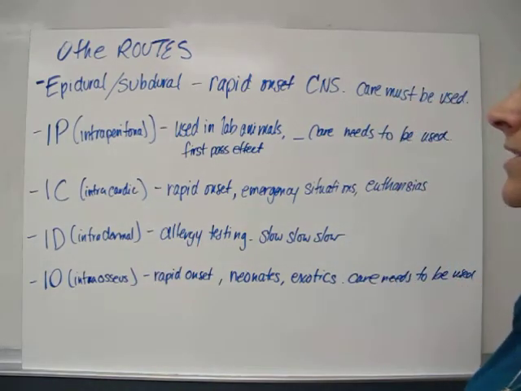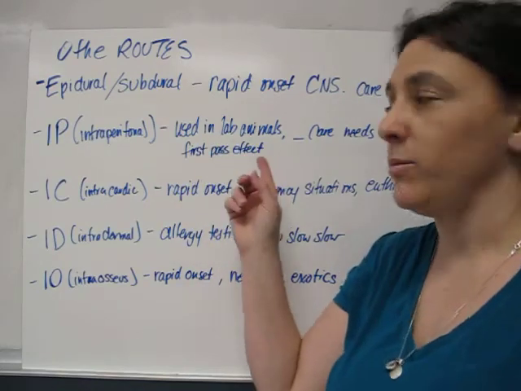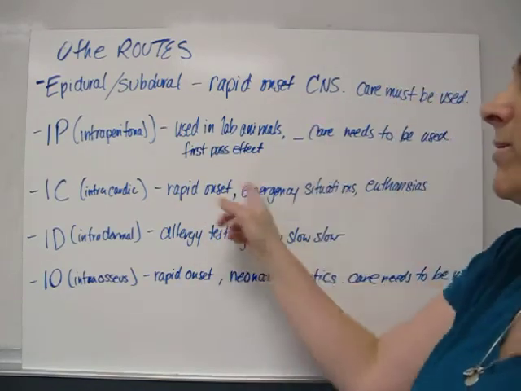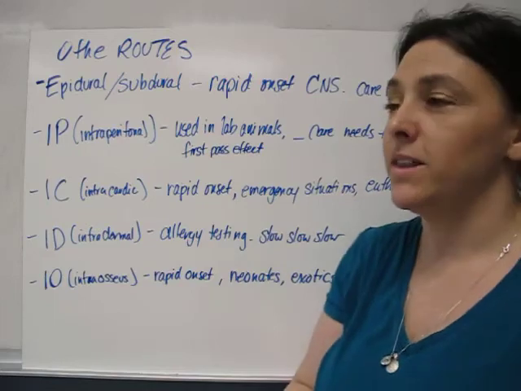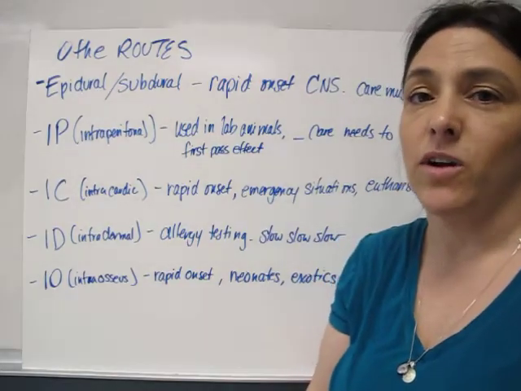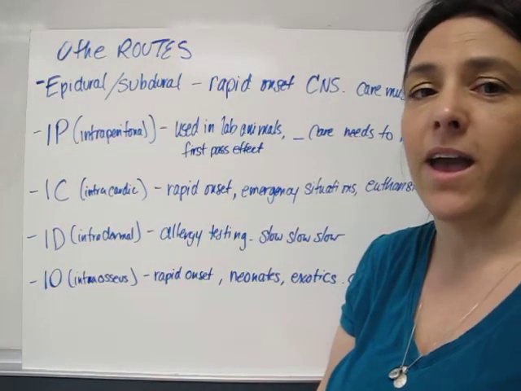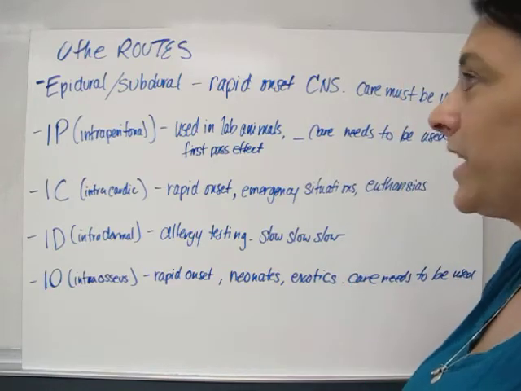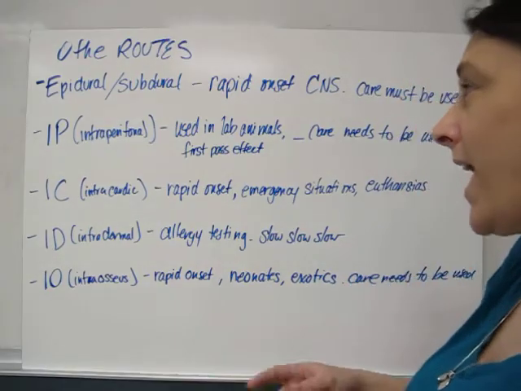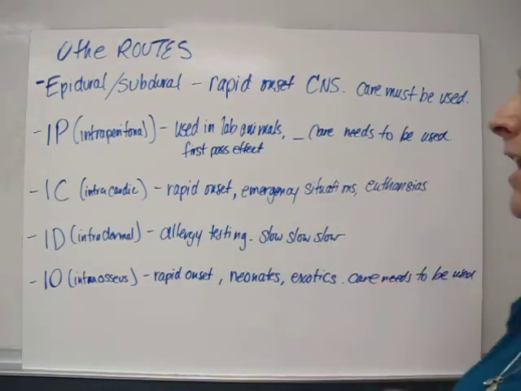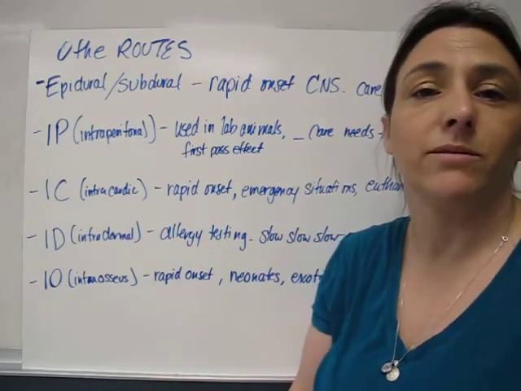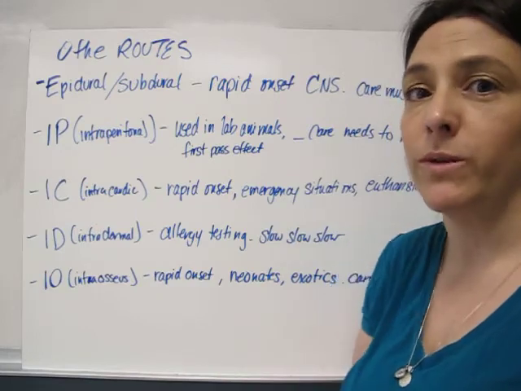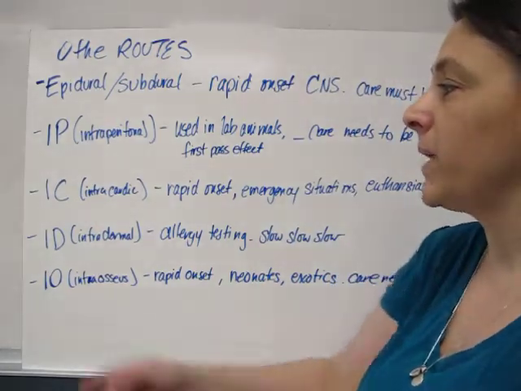Intraperitoneally, you may see this used more often in lab animals. You do have to remember there is a first pass effect with this, so if it is a drug that is inactivated by being metabolized through the liver, you can't use that drug IP. You do have to use care with this. You may hit an organ, so you always want to make sure that you pull back.